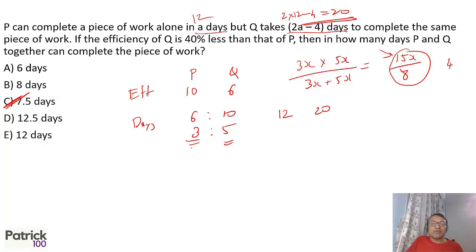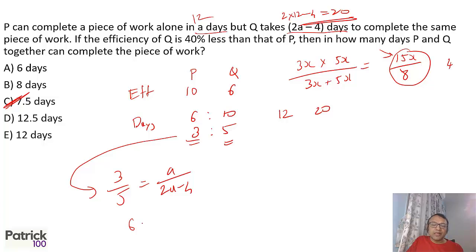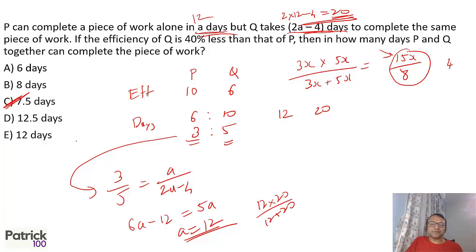Another way of doing it: the ratio of days is 3 is to 5. So 3 upon 5 is equal to A upon 2A minus 4. Cross multiply: 6A minus 12 is equal to 5A. From that also we get A equal to 12. Once you get A equal to 12, you can substitute here. A is 12, so 20 days. Together they will take 12 into 20 upon 12 plus 20. That also will give you 7.5.